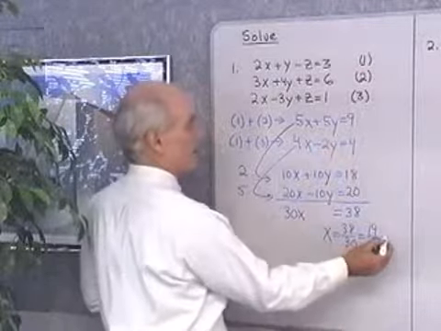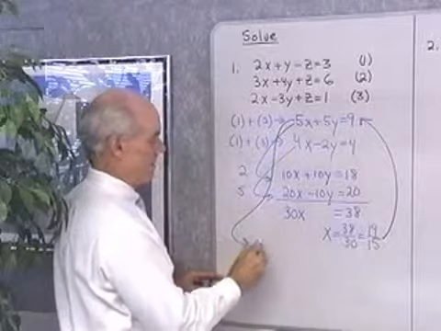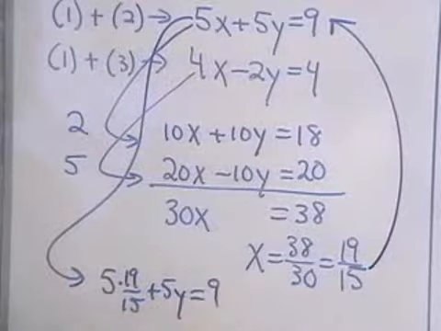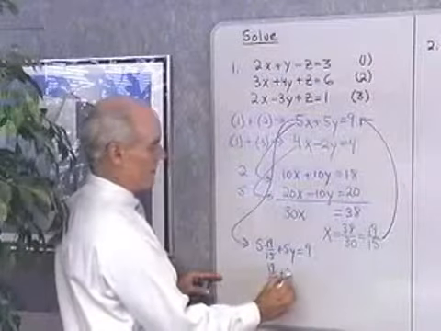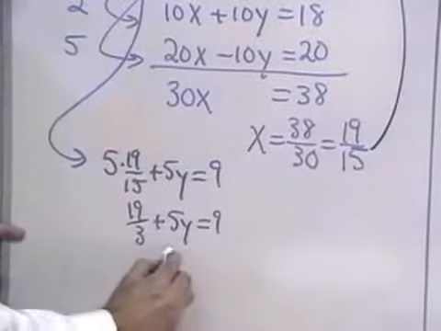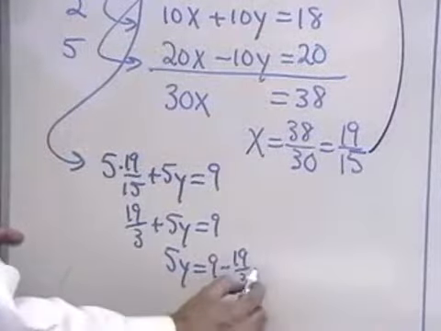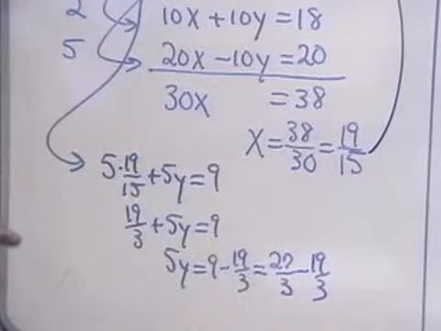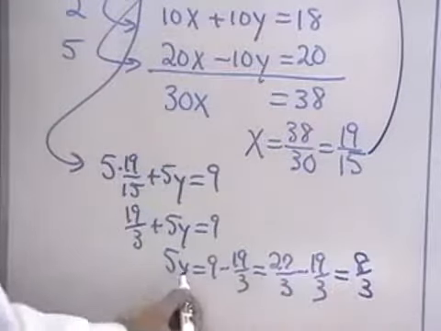So let's take 19/15, put it back into this equation, and that will give us 5 times 19/15 plus 5y is equal to 9. Now 5 divides into 15 three times, so I have 19 thirds plus 5y is equal to 9. 5y is equal to 9 minus 19 thirds. Now 9 is 27 thirds minus 19 thirds. 27 minus 19 is 8, so that's 8 thirds. So 5y is equal to 8 thirds.